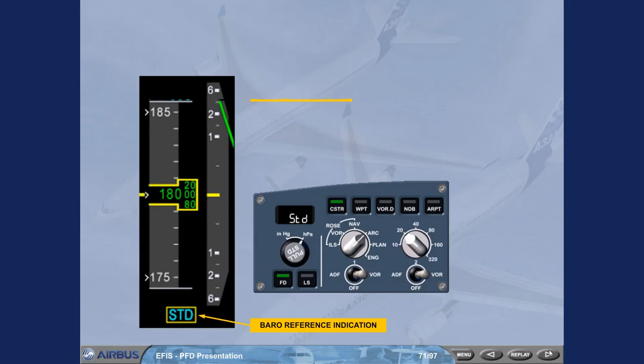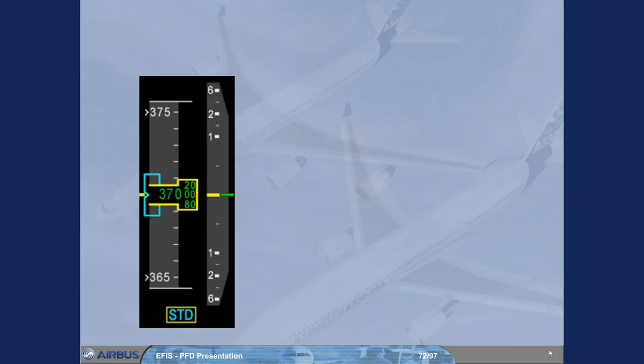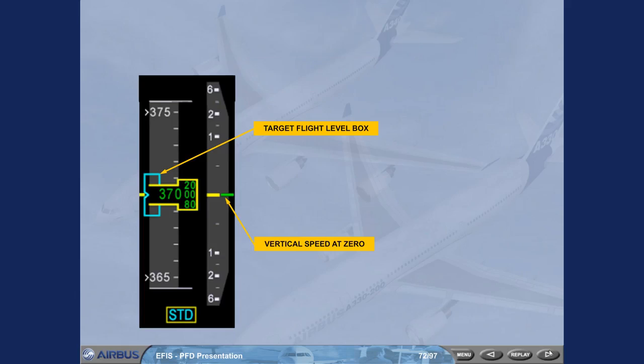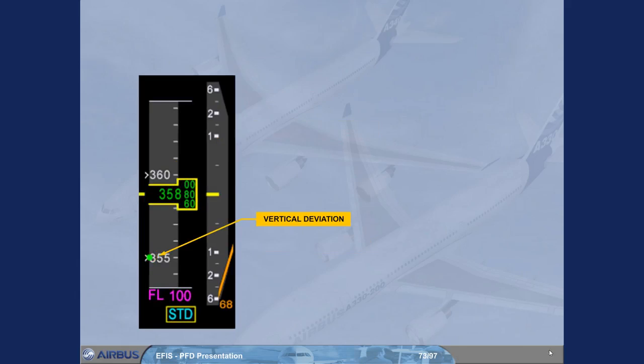Notice that the target flight level box is in the middle of the scale, and the vertical speed indication is at 0. This symbol corresponds to the theoretical descent profile computed by the FMGEC. It is displayed from the top of descent to the final interception altitude. The vertical deviation indication is also presented in numerical form on the FMGEC PROG page.